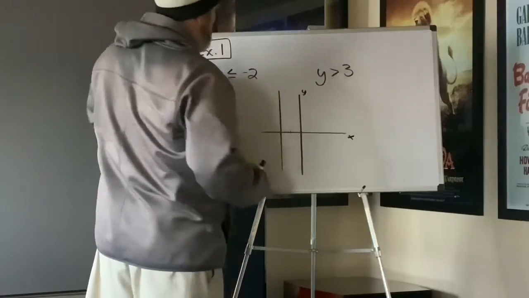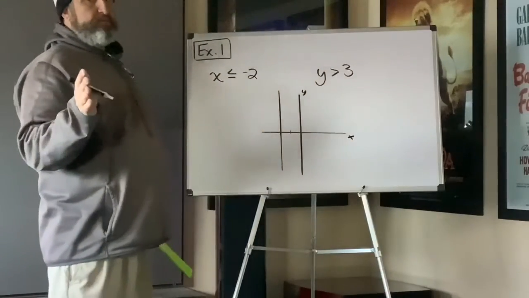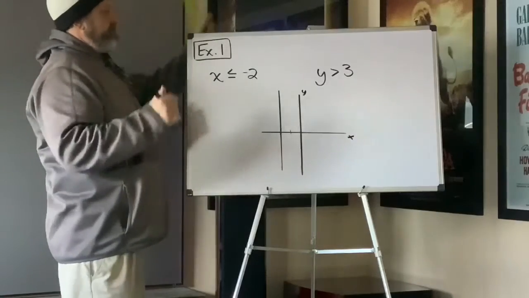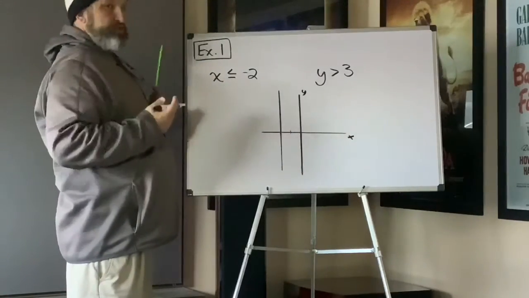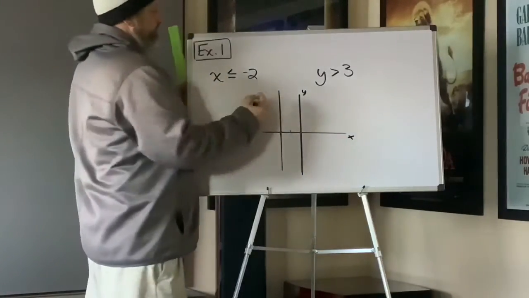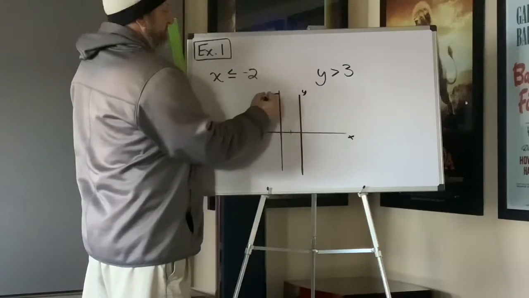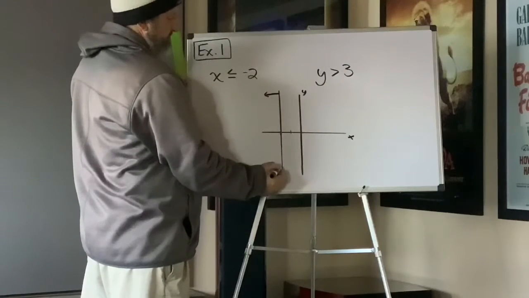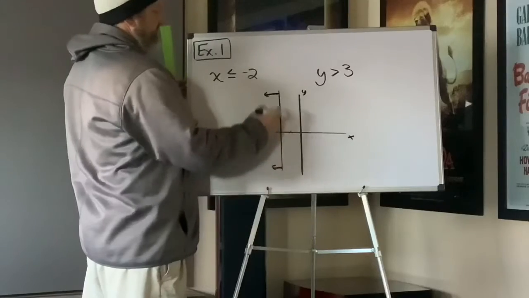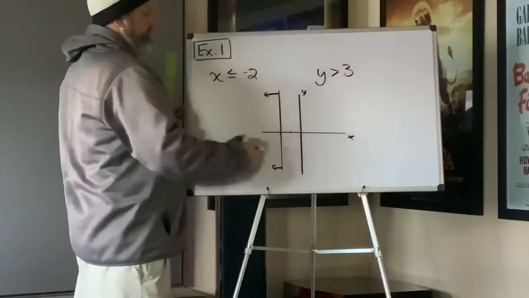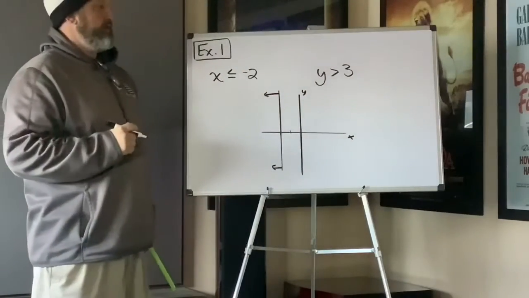Now, this is where it's going to be slightly different than what we did in the previous. At this point, we know that we want to shade everything less than, right? So I got to shade everything this side, but I'm not going to shade yet. All I'm going to do is put an arrow saying if I did shade, I would be shading this side. Okay, that's a really big idea.